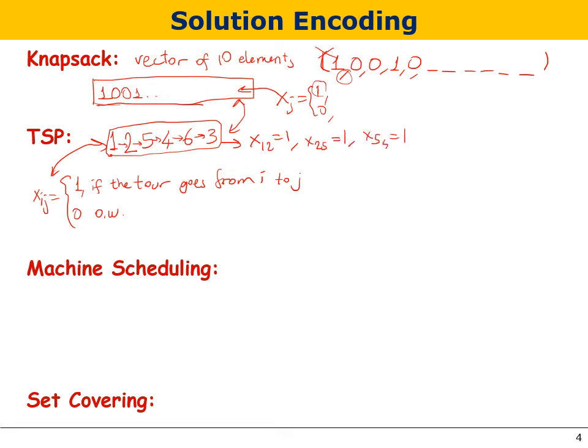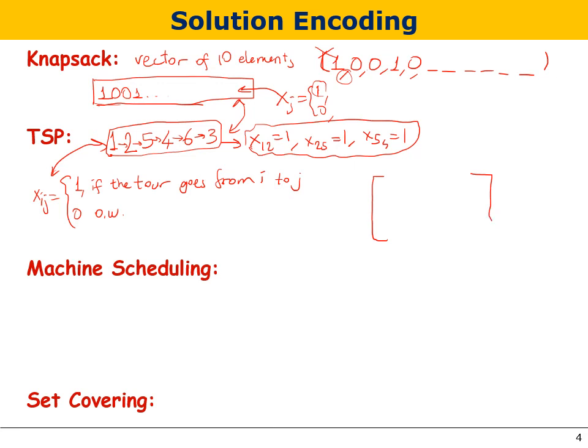x54 is equal to 1, and so on, and all others are 0. But again, the solution is not represented with 0s and 1s in a vector. Still, it's also possible to represent a solution using these decision variables. And how do we do it? This time, instead of a vector, you need to use an array.